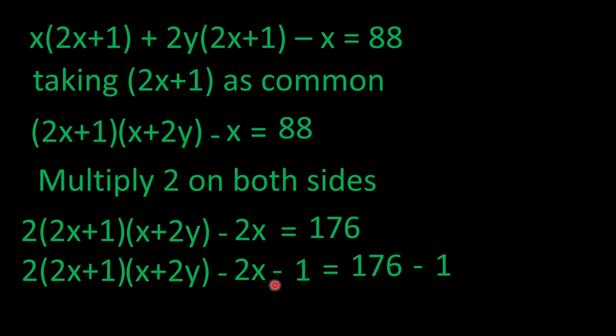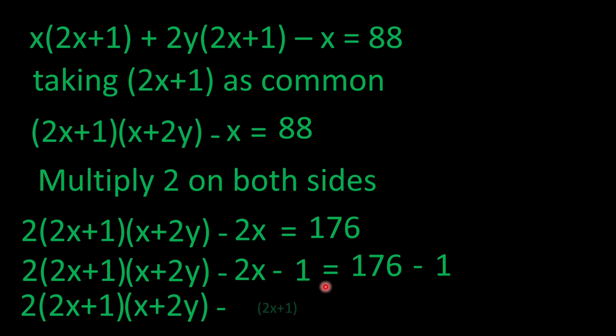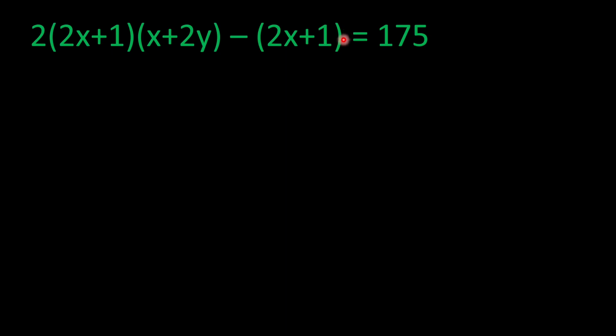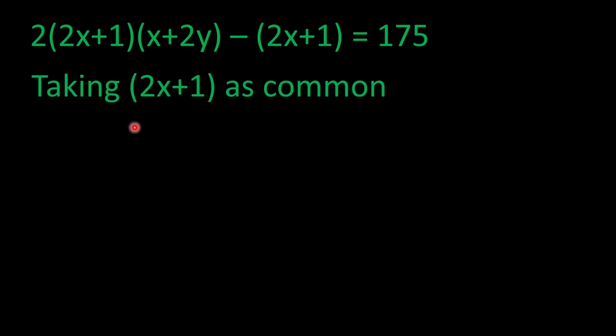So we have subtracted 1 on both sides of the equation in this step, and now this 2 times 2x plus 1 into x plus 2y minus 2x minus 1 can be written in bracket as 2x plus 1, and this will become 175. So now we have this equation, and in this equation we can take 2x plus 1 as a common. So let's take 2x plus 1 as a common.